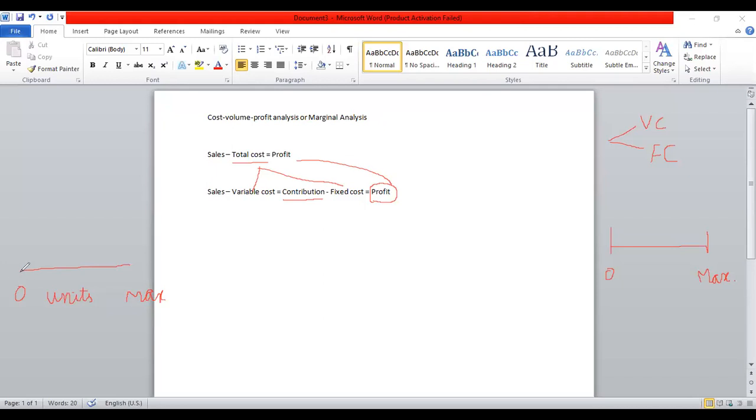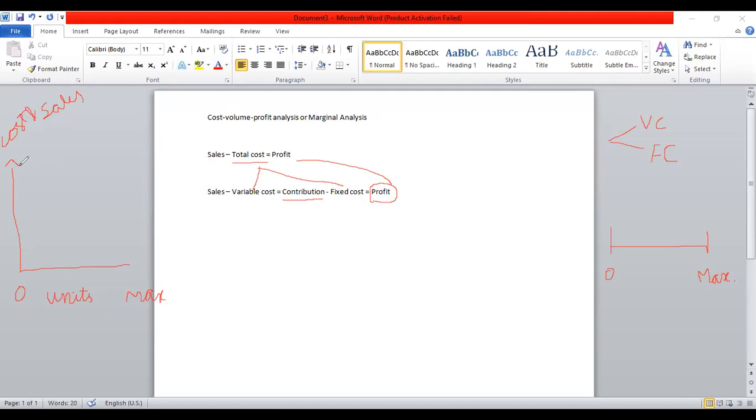On the y-axis, if we present the cost and revenue, cost and sales on the y-axis. So here, this is cost and sales.